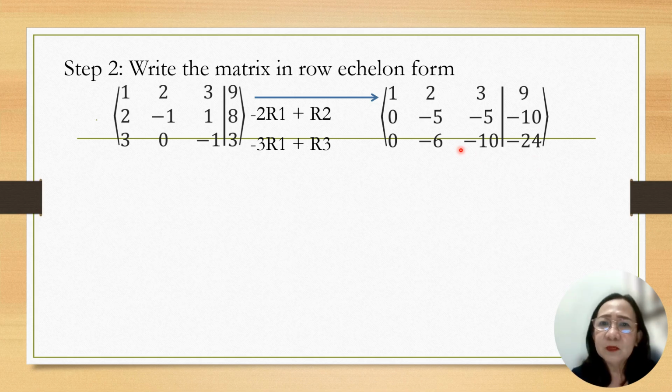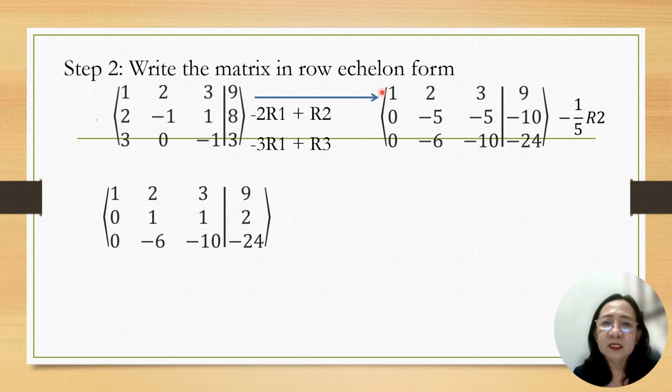So the next step is to make this negative 5 the next pivot. Let us make this into 1. So what operation are we going to do? Yes, we're going to multiply by its reciprocal. So the reciprocal of negative 5 is negative 1/5. So let us multiply our second row by negative 1/5. So we will arrive at 1, 2, 3, 9 for the first row and copy the same with our third row, 0, negative 6, 10, 24.